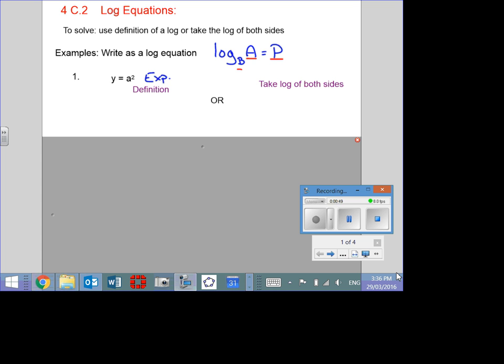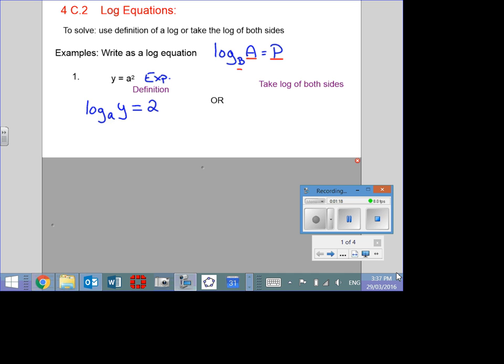So I can take my base, which is a, and then my argument, which is going to be my answer, which is y, and then my power, which is 2. Whatever you decide helps you rewrite an equation from exponential to log form, make sure that matches up for you. So now I've got my log equation, which is equivalent to the exponential equation.